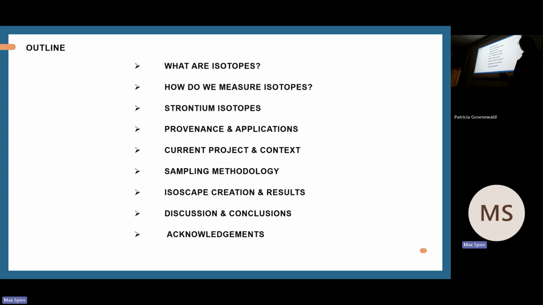How we measure them, how that works, before giving some more detailed information specifically about strontium isotopes. I'll then go into how they can be used for provenance and estimating origin of archaeological samples, as well as touching on some other examples. Then I will chat about the current project, some archaeological context, before going into how I collect and prepare samples and use them to develop an isoscape, which I'll explain a bit later. If you're unfamiliar with the term, an isoscape is a spatial predictive model of strontium variation at unsampled locations. Then I'll share my results, discuss them a little bit and share some conclusions.